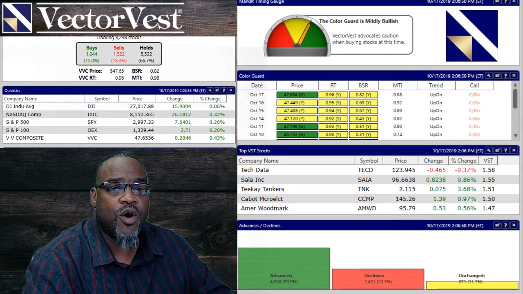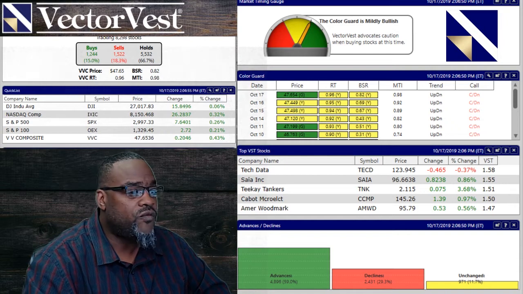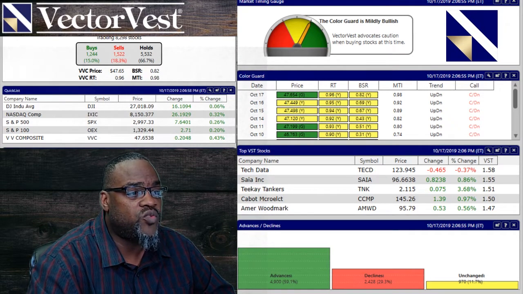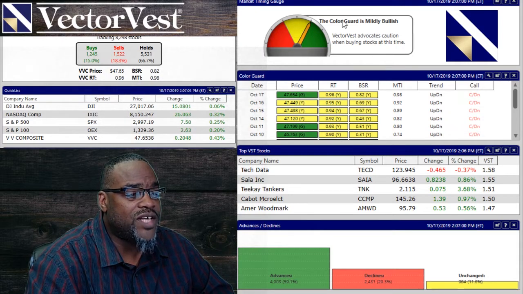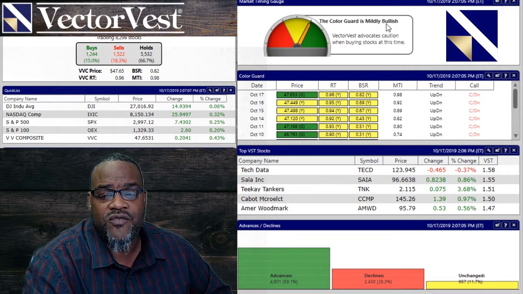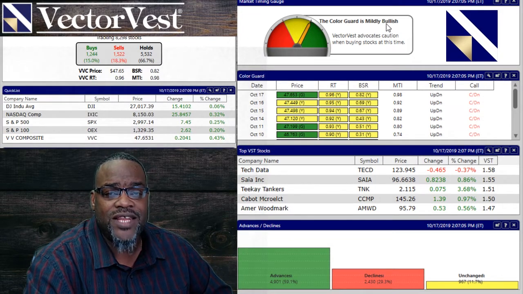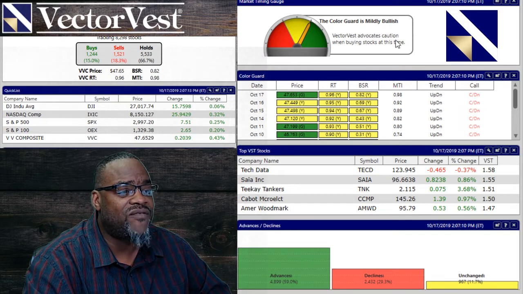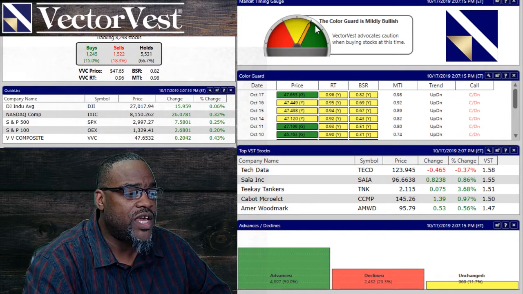Let's start with the market overview. From the market overview, looking at our home page within the VectorVest software, this is what you see. Our market timing gauge as of today is one tick into the green. The color guard is mildly bullish. What we do at VectorVest, not only do we provide you with data, but we also provide you with guidance. VectorVest does advocate caution when buying stocks at this time, because looking at the market timing gauge, even one tick into the green, look at our color guard down below.